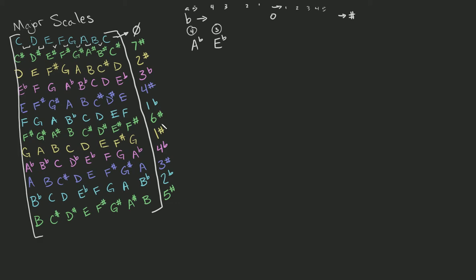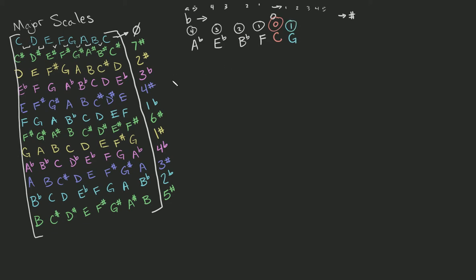2 flats is B flat major. And then we have F major with 1. C major has 0. Let's put this in a different color. And then we got 1 sharp, which is G. I can just write the number 1.